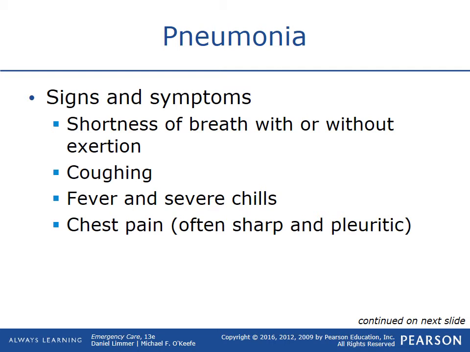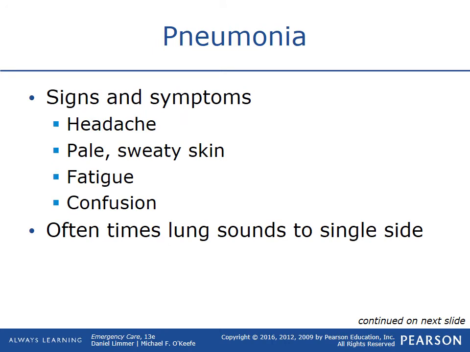They sometimes may have sharp chest pain or pleuritic pain, just kind of hurts when they cough or on their sides. They also have headache, pale sweaty skin, fatigue, and confusion depending on how bad it is. And often a big indicator too is when you listen to lung sounds, you may only hear bad lung sounds on one side. Doesn't mean if you hear bad lung sounds on both sides it's not pneumonia, but sometimes it's isolated to a single lung.